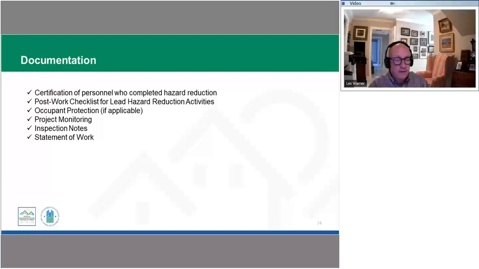So in the file, as far as our documentation on our treatment, the key thing here is we need to, based on the level of treatment that's being done, whether it's paint stabilization or interim controls, make sure that we're able to document that we had an RRP certified contractor, that certification is in place in that file. We also need to document that they followed our lead hazard reduction safe work practices, and we have a checklist as part of that.